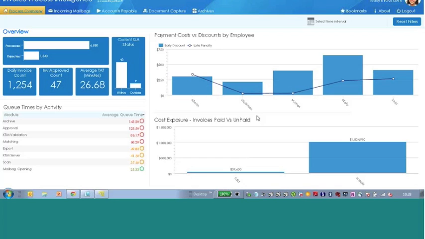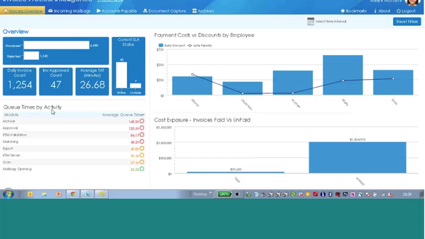Something very relevant down here is our cost exposure. How many invoices do we have in our system that are unpaid, and what is their value? What is the value of these unpaid invoices within our system? Because that's our cost exposure. That's how much cost we've got within our organization that we know we're about to receive, but actually we haven't yet approved and gone on to pay. So that's a liability for us.